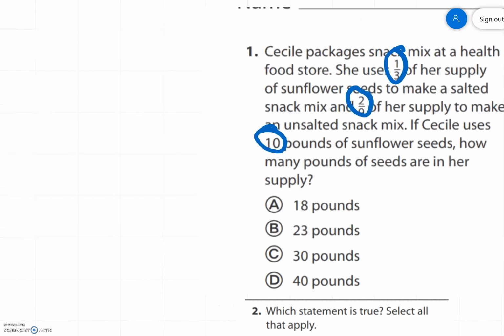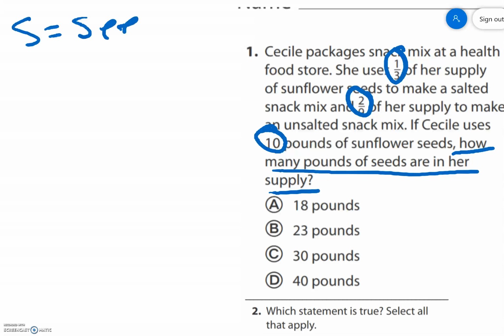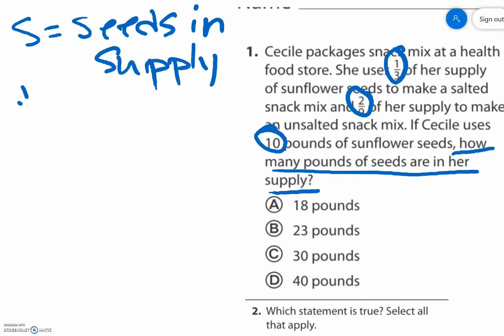Well, what we don't know is how many seeds are in her supply. So we're going to say let S equal the amount of seeds in her supply. But we do know that she uses 1/3 of them and 2/9 of them to equal a total of 10 pounds. Both of those fractions have S's, so they're like terms and I want to combine them.